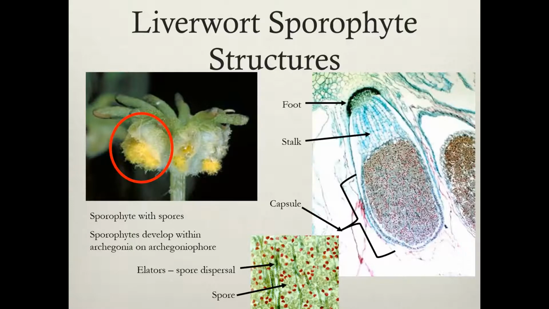If you look even closer, you'll see extra structures called elaters. So it's these kind of corkscrew-shaped structures in here. Like we saw with peristome teeth in moss, elaters in Marchantia are there to release the spores once the sporophyte opens. So these elaters will disperse the spores by flicking them out into the environment.